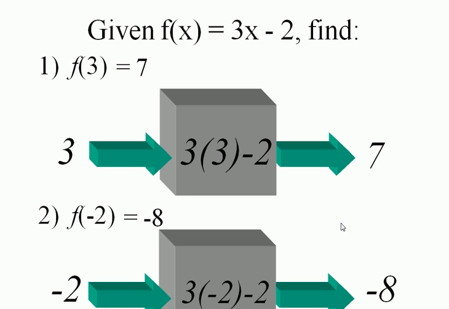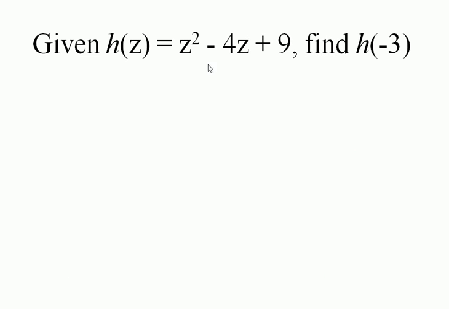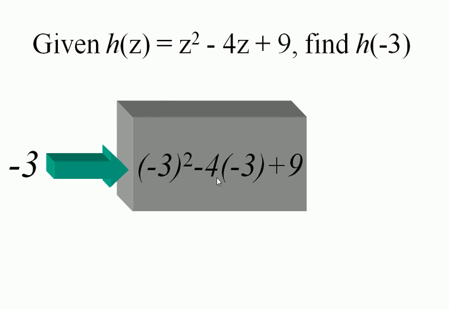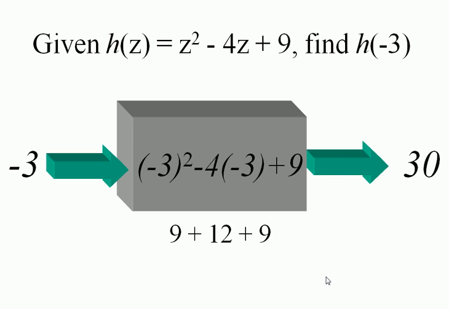Okay, we can evaluate any type of function. It doesn't have to be linear. This one's quadratic, but we could still do it. So all we would do to find h of negative 3 is every place we see the x, what do we plug in? Negative 3. So it would look like this. Negative 3 squared, minus 4 times negative 3, plus 9. So it gives us 9 plus 12 plus 9 is 30. So what this says is, when I plug negative 3 into function h, the result is 30.